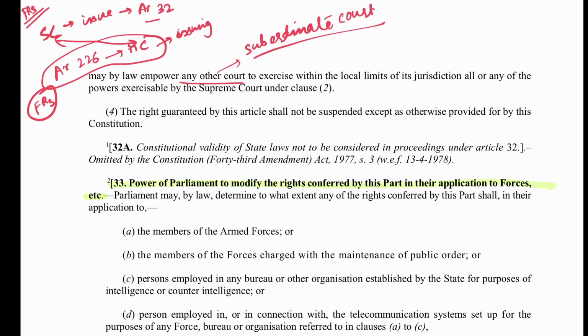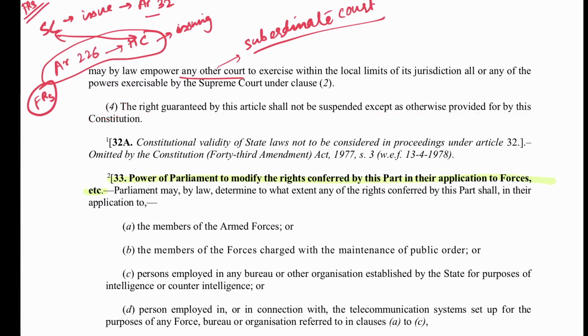Okay, and understand here any other court will not imply High Court. Why? Because High Court is already given this right through our constitution. It is just about the subordinate courts. Okay. And the fourth clause says the right guaranteed by this article shall not be suspended except as otherwise provided for by this constitution. So this particular right you cannot suspend. Article 32, which is the right to constitutional remedies, you cannot suspend except the conditions which are given in the constitution itself, which you will see when we do the topic of emergency.